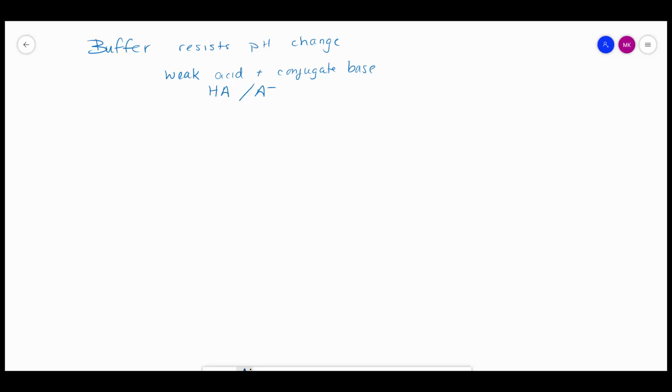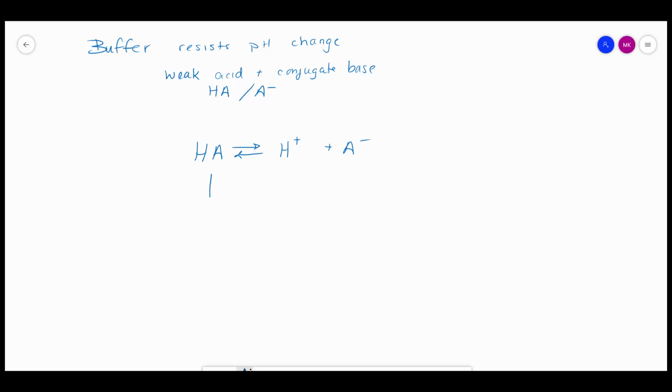Now, we know from a previous chapter or module that when we have a weak acid, it's in equilibrium with its dissociated contents. So that means you have your weak acid HA in an equilibrium with its parts, H+ and A-. We also know from a previous module that if we change the concentration of any one of these parts, the equilibrium will shift in order to restabilize or re-equilibrate.